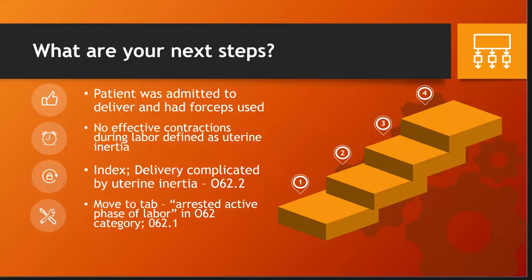This is one of the cases where it's important that we should always do it, but it's important that we go to the tabular index. When we go to the tabular index, O62 is the code category, and it has distinctions in that particular code category. And once we review those distinctions at O62, we find that the correct code is O62.1.